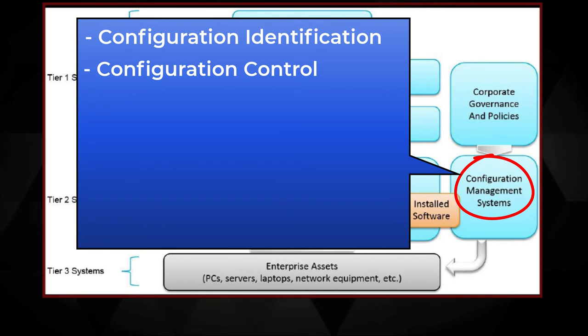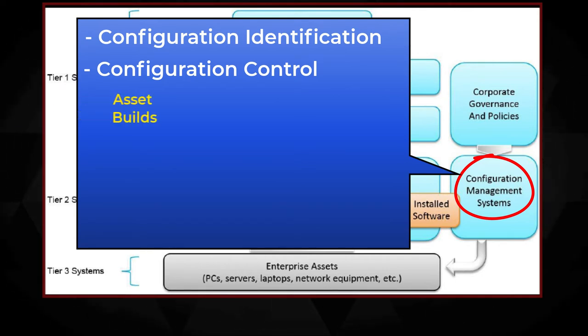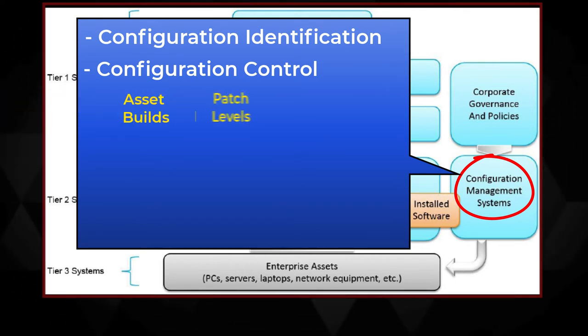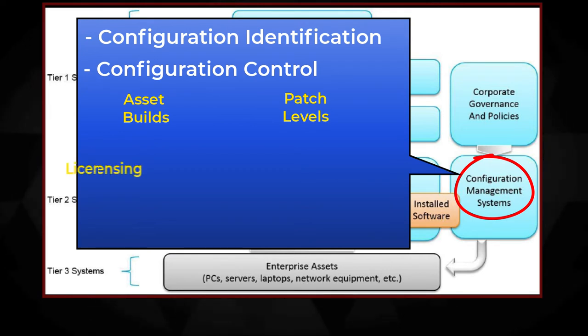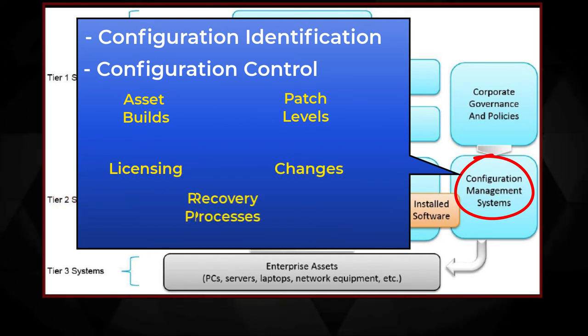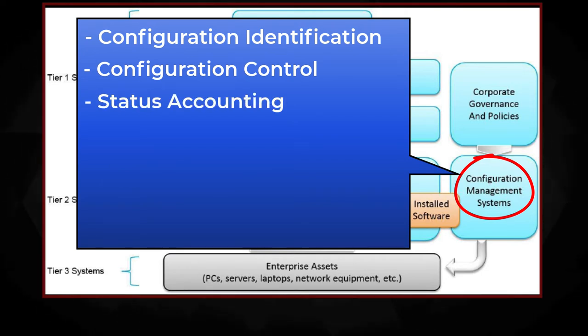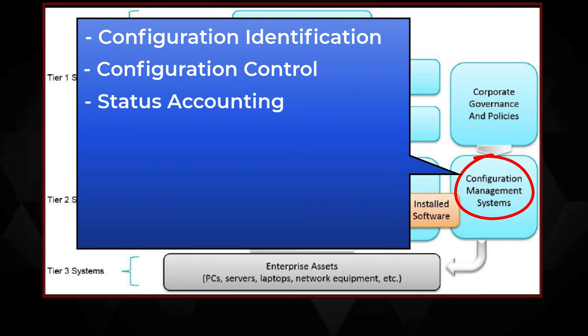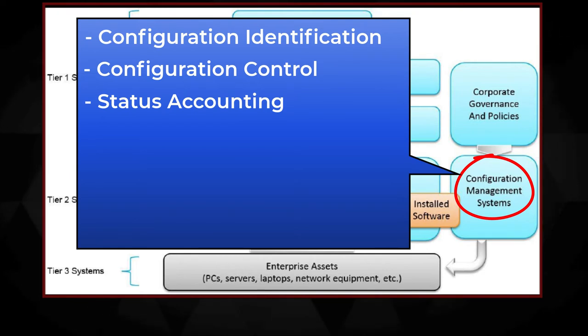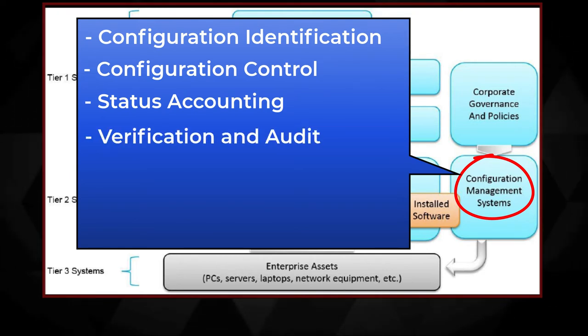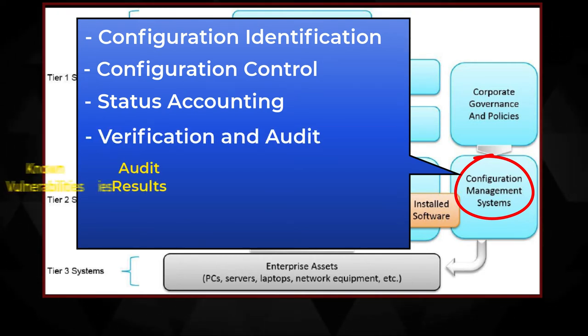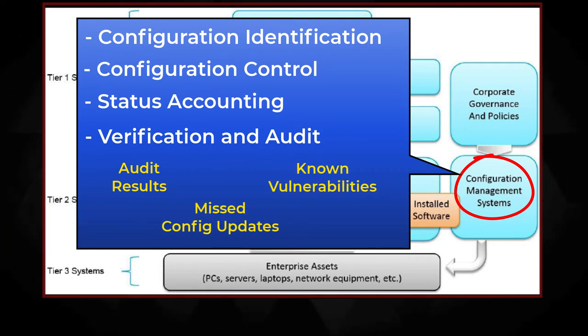Configuration control, including asset builds, patch levels, licensing, changes, and recovery processes. Status accounting and control, including all modifications throughout the asset's lifecycle. Verification and audit, including audit results, known vulnerabilities and status, and missed configuration updates.